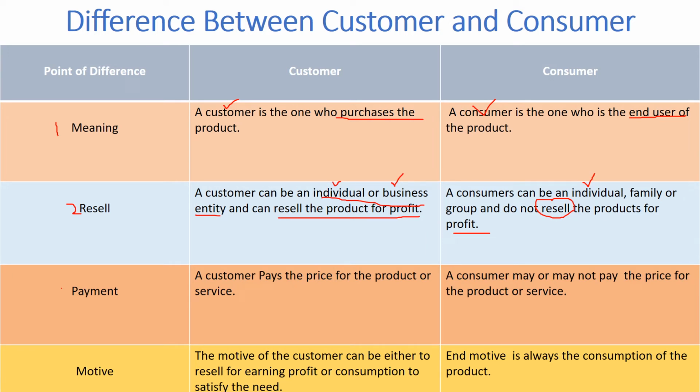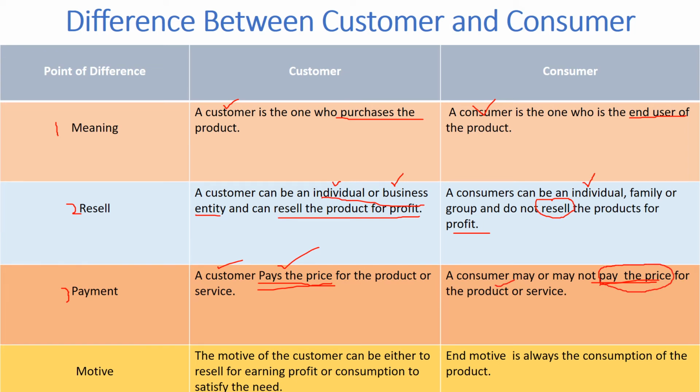The third point of difference is the payment. A customer pays the price for the product. As the person who is buying the product is called a customer, he is the person who pays the price for the product or service he is buying. A consumer may or may not pay the price for the product. If we take the example of the kids for whom the parents are buying the milk, they are not paying the price. It is the parents who are paying the price for the milk. So they are not the persons who pay the price for the product or service.